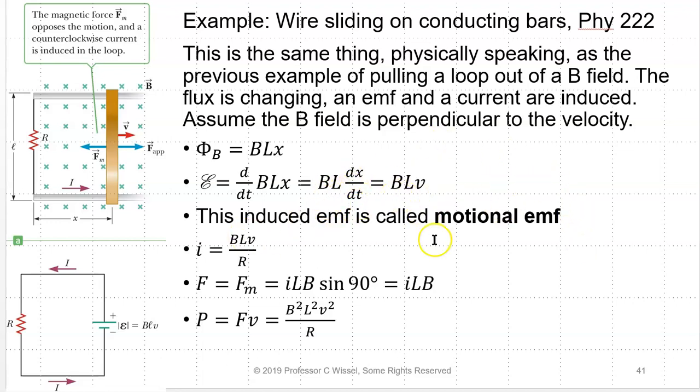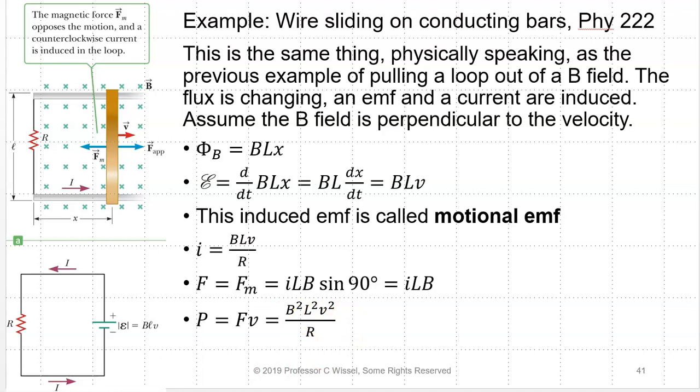This induced EMF is called the motional EMF due to this motion. You can see the word motion in there. So I equals BLV over R. And F equals Fm, that is ILB sine 90 degrees, or ILB. So the power is F times V, that's B squared L squared V squared over R.